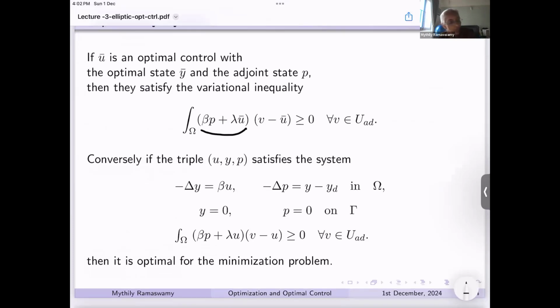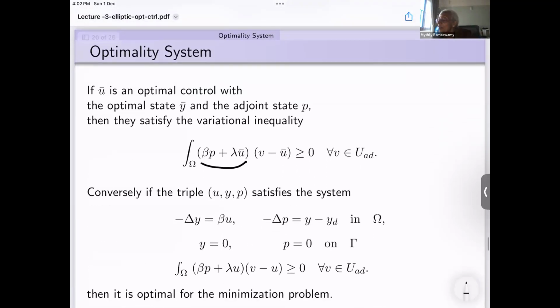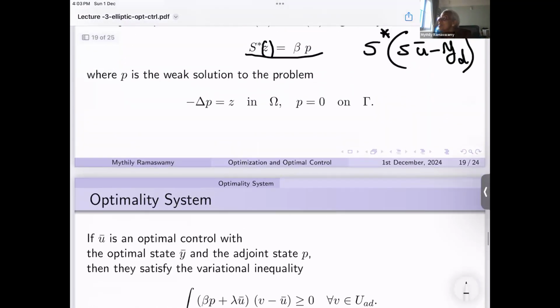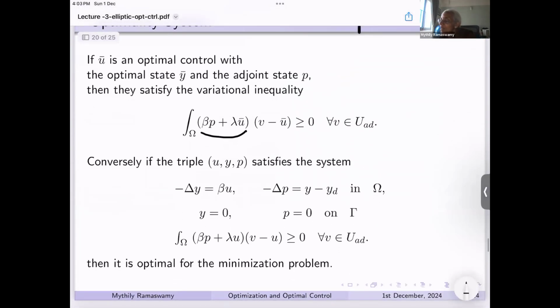And that will give me precisely the equation for P. If I have S star of whatever is this, I have to put it on the right hand side for the P equation. What is SU bar? SU bar is nothing but Y bar. So this will be Y bar minus YD. So S star of Y bar minus YD, I have to write minus Laplacian of P. The right hand side will be whatever argument you are looking at. So that is why I have taken the adjoint equation as Y minus YD.